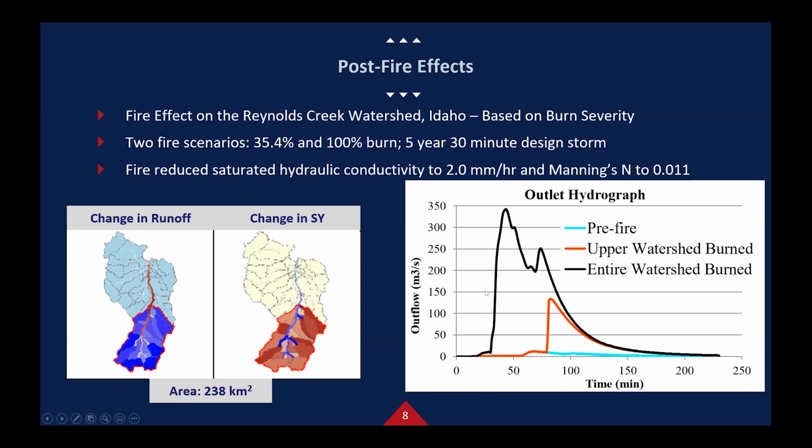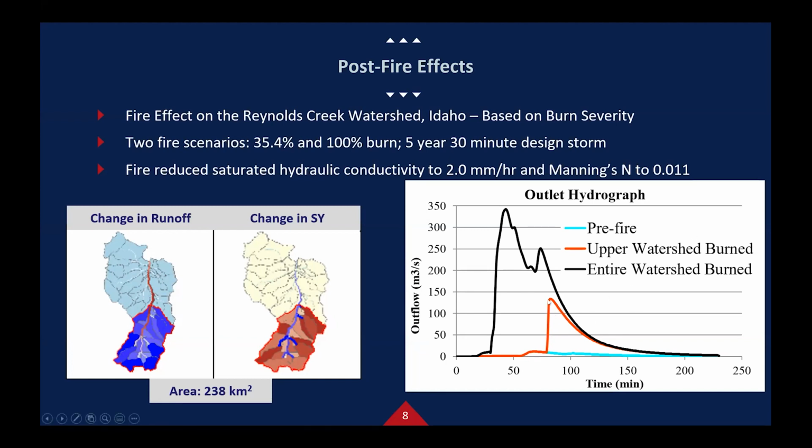And where you can see that we have the pre-fire situation where we saw very low runoff for a 5-year, 30-minute design storm. 35% of the watershed was burnt in one case, a partial burn, and then 100% of the watershed was burnt. We essentially look at burn severity in these situations. You can see that in the partial case, only the upper part of the watershed was burnt.